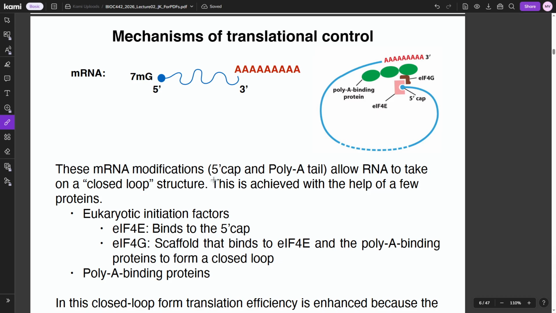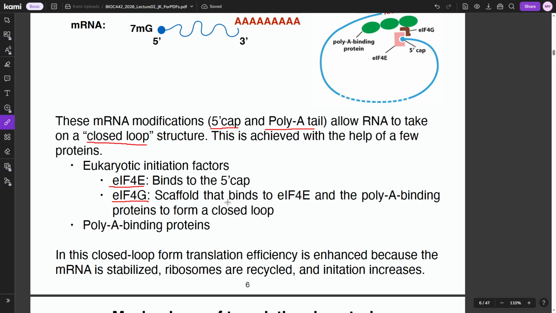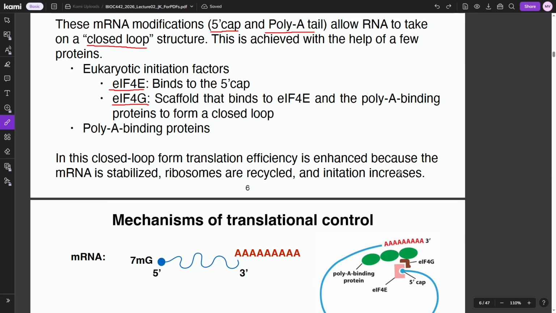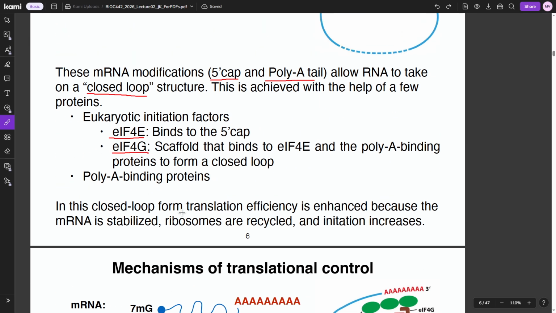So these mRNA modifications, the 5' cap and poly A tail, allow the RNA to take a closed loop structure as shown up here. This is achieved with the help of a couple proteins, EIF4E and EIF4G. EIF4E binds the cap, and EIF4G is a scaffold that binds to EIF4E and also binds to the polyadenylate binding proteins, which bind to the poly A tail, leading to that circular formation. This closed loop improves translation efficiency because the mRNA is stabilized and not going to degrade. Basically, it increases the rate of initiation and translation.